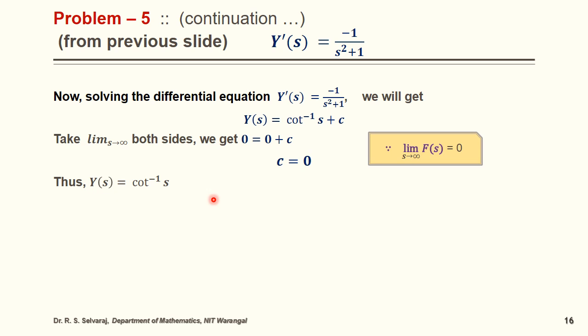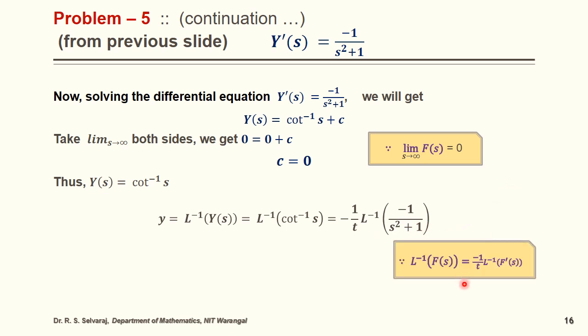Now we need to find out y, small y. Small y is nothing but L inverse of Y of s. So small y is L inverse of capital Y of s, which is L inverse of cot inverse of s, which is minus 1 by t, L inverse of minus 1 by s square plus 1. Recollect that property which we have learned earlier.